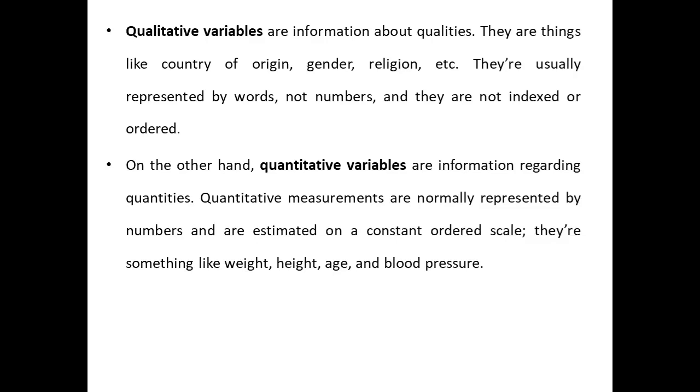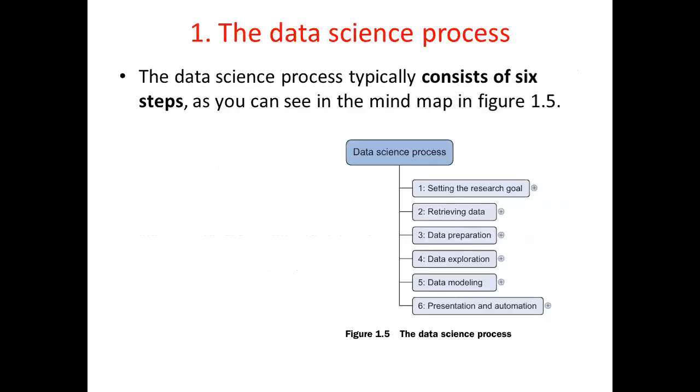On the other hand, quantitative means information regarding quantity. Quantitative measures are normally represented by numbers and are estimated on a constant ordered scale. They are things like weight, height, age, and blood pressure. I hope you understand now what a qualitative variable and a quantitative variable are. Qualitative means we are representing by using words, like gender, religion, right? And quantitative is some measurements, some numbers. We are measuring using some number. So this is the data. We are measuring the data in two ways, qualitative and quantitative.